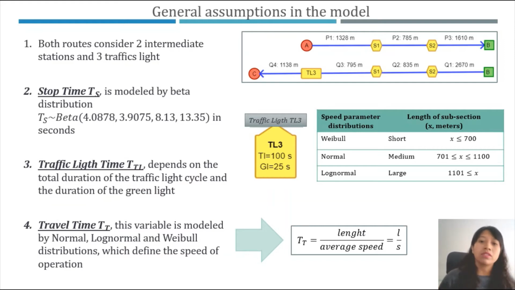Now, why do we consider three distributions for the travel time? It is because the average operation speeds depend on the longest subsection with a traffic light or intermediate station, where Metrobus units operate without stopping. This is applied in each section according to the table on the right. Weibull distribution is used for short subsections. Normal distribution is used for minimum length subsections. And finally, log normal distribution is associated with the longest subsections.